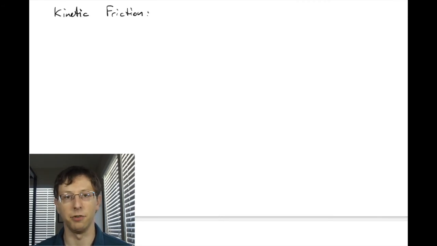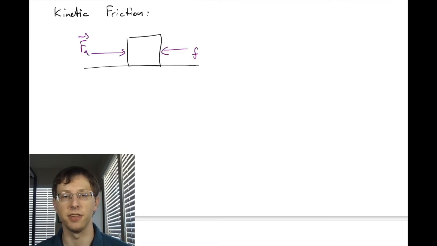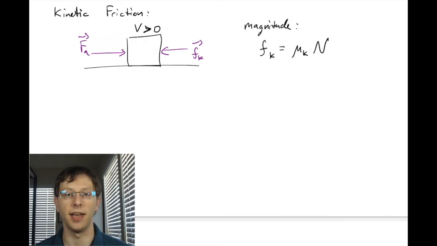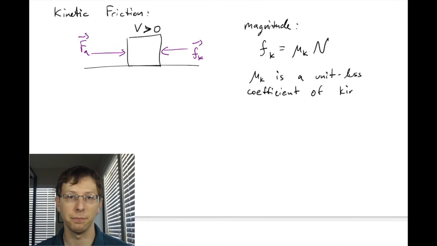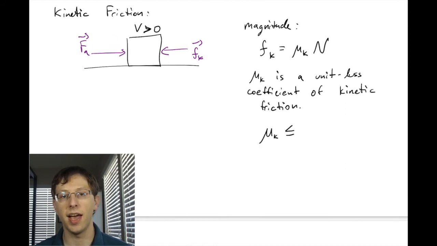And the force of kinetic friction applies when the speed relative to the surface is greater than 0. The object and the surface are sliding against each other. And for the kinetic friction, the magnitude is equal to mu k times n, where mu k is a coefficient of kinetic friction, which is unitless just like static friction, and mu k is always less than or equal to mu s. And of course, n is just the normal force.